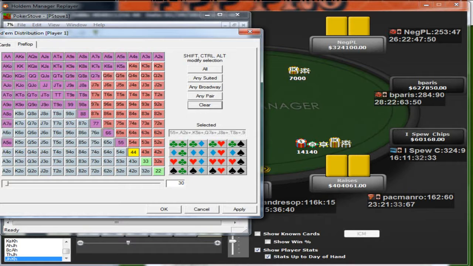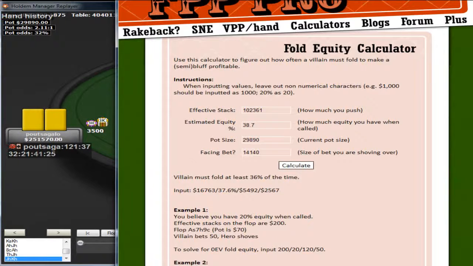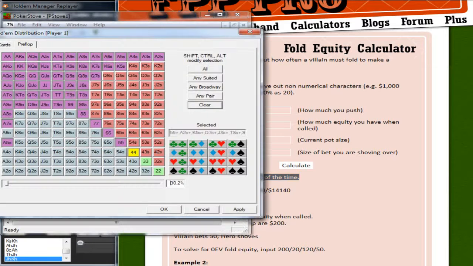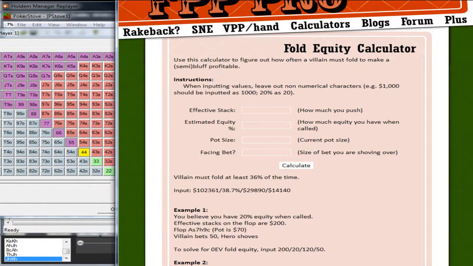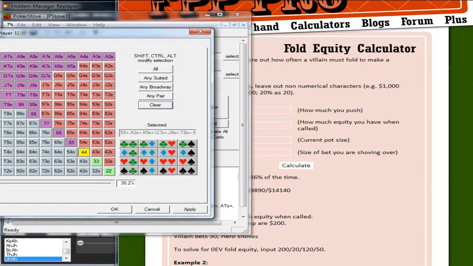So if he's opening 30 and he calls 12%, he's folding around 57% of his opening range. Let's see what I need. Same as the previous one, he must fold 36% of the time. If he opens 32, he would have to be calling me over 60% of the time, which means he would have to be calling me with around 20% of his range.